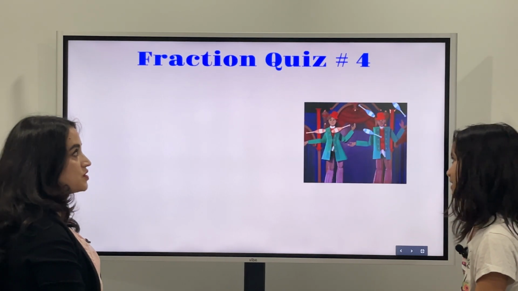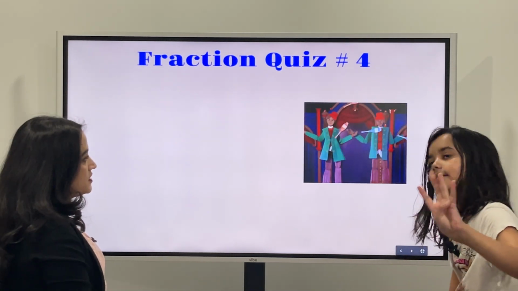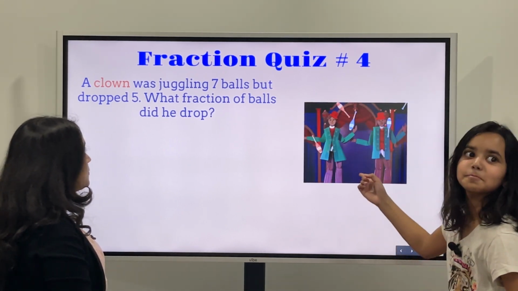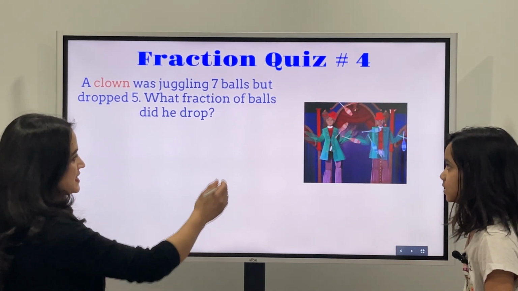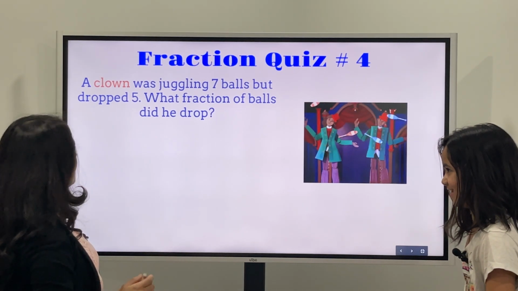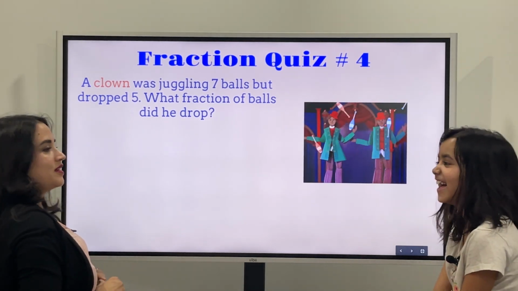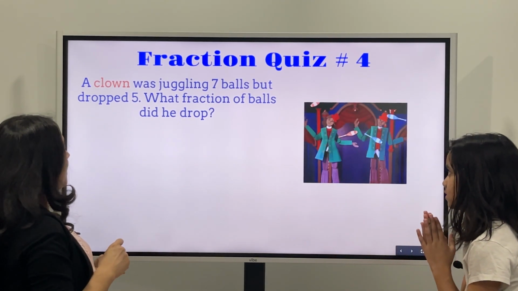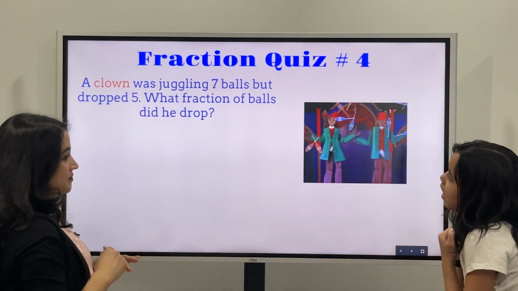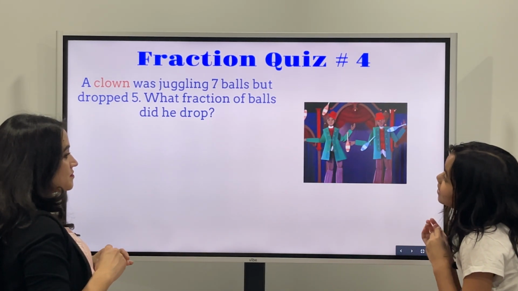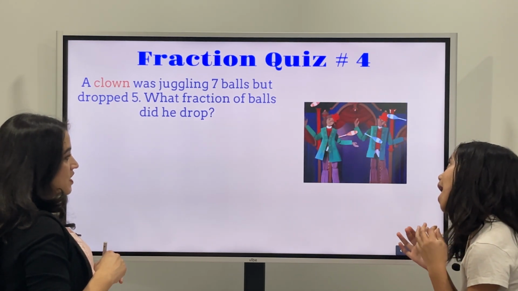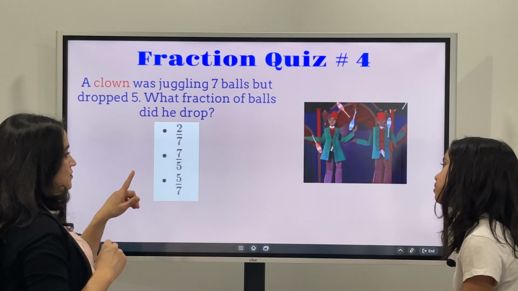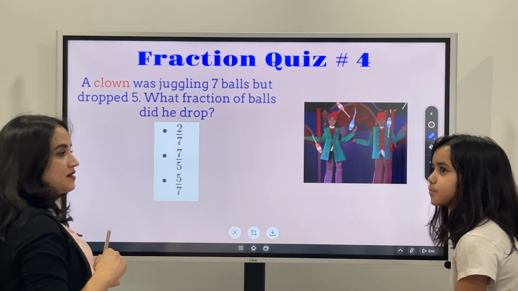Next. So fraction quiz number 4. Let's see what we have this time. A clown was juggling 5 balls, but 7. Sorry, I can't read. Thank you for correcting me. A clown was juggling 7 balls, but dropped 5. What fraction of balls did he drop? What are the options? A 2 by 7, B 7 by 5, C 5 by 7.